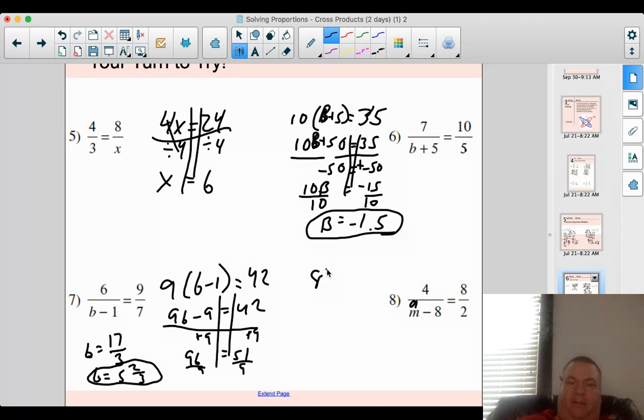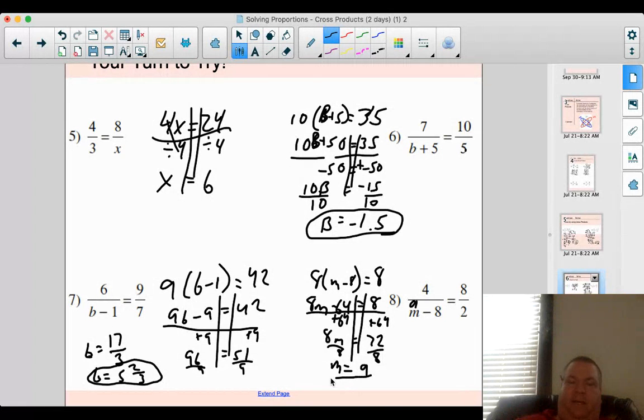So I do 8 times m minus 8. That's this cross product, and that's got to equal 4 times 2, which is 8. Let's distribute. 8 times m is 8m. 8 times negative 8 is negative 64. That equals 8. Let me do my train tracks. I have to undo the minus first, so add 64 to both sides. That gives me 8m equals 72. And then lastly, divide by 8. I get m equals, what do you know, 9.